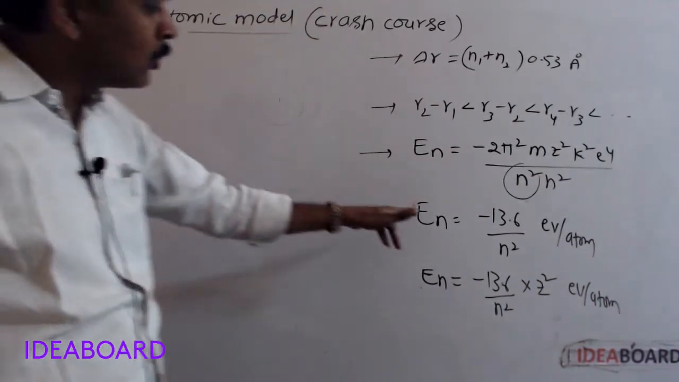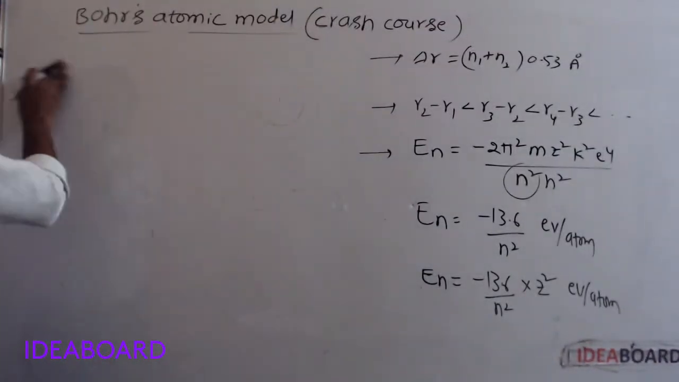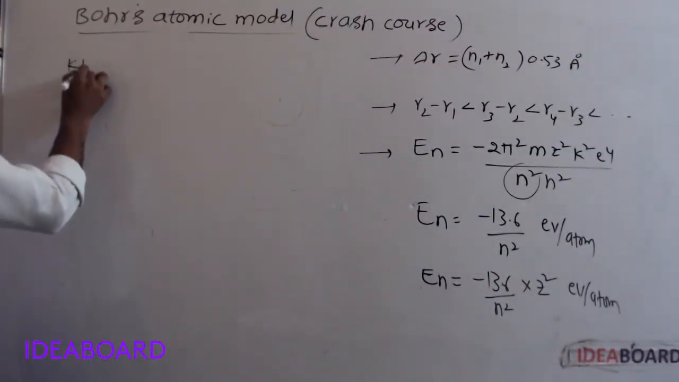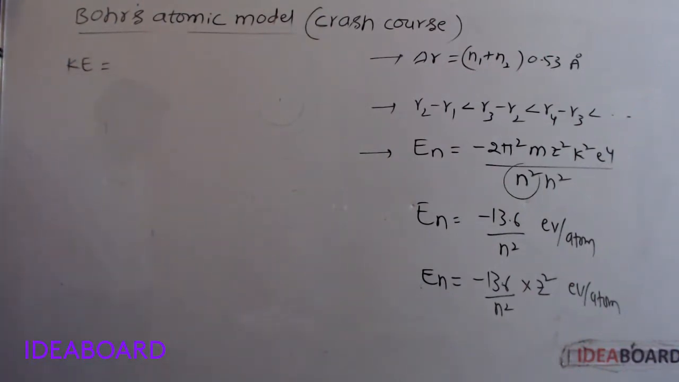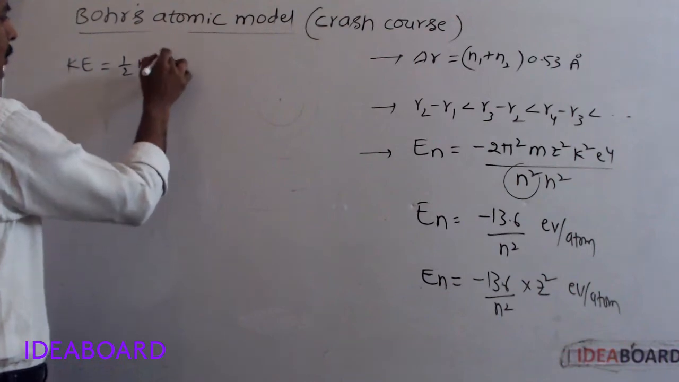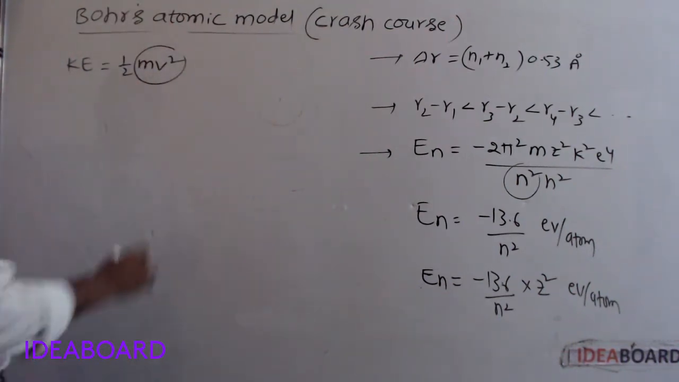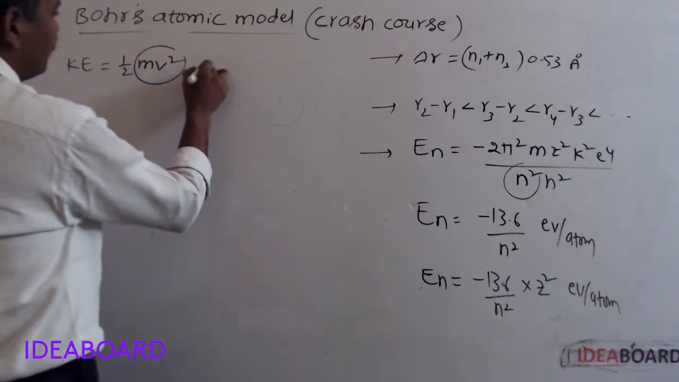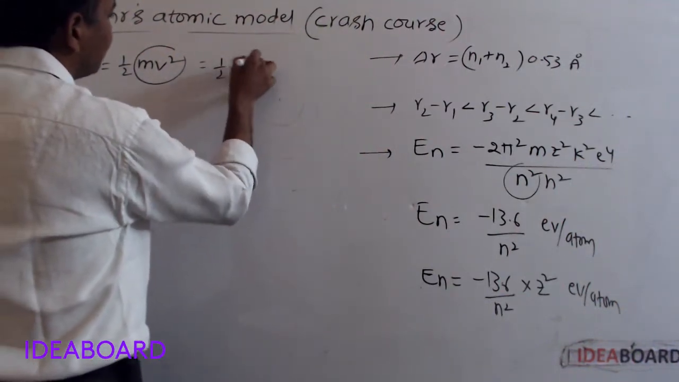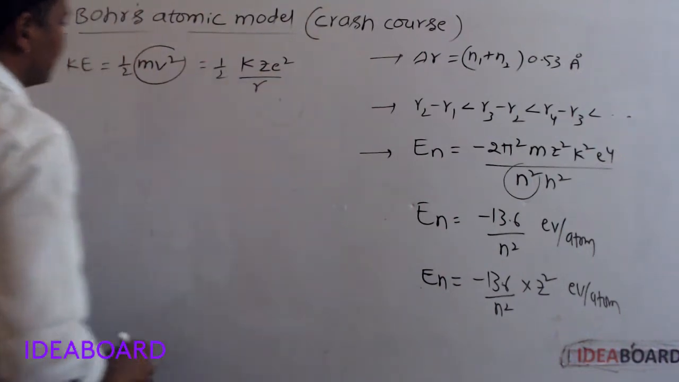So this is the total energy of the electron formula. That revolving electron has kinetic energy and potential energy. Kinetic energy is equal to half mv square, but this mv square is equal to kZe square by r. So half into kZe square by r.